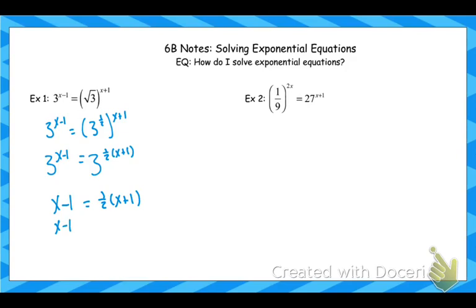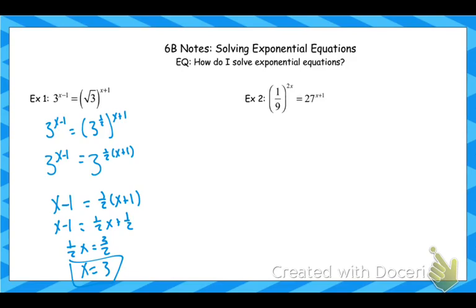So I have x minus 1 equals 1/2 x plus 1/2. So 1/2 x is equal to 1 1/2, or 3 over 2 x. So x equals 3.